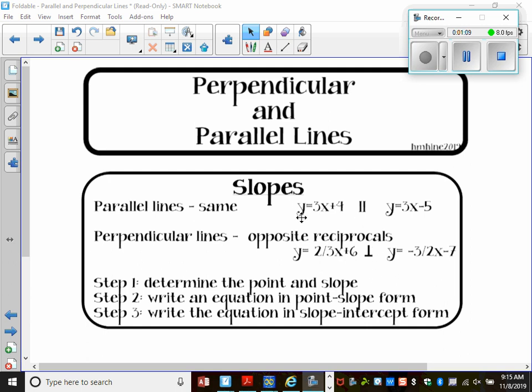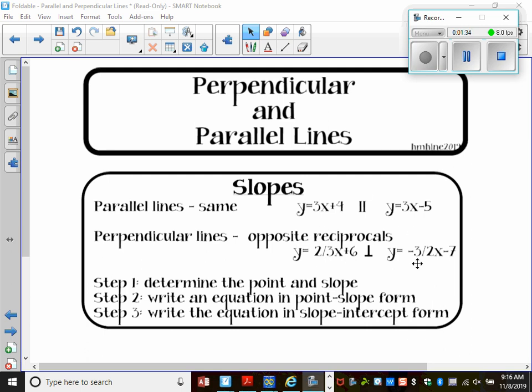So this is saying y = 3x + 4 is parallel to y = 3x - 5. How do we know they're parallel? Because they have the same slope. And the slope is what? 3. Very good.